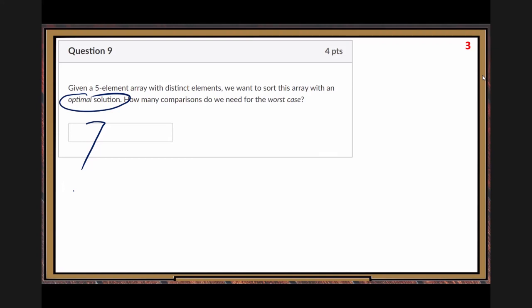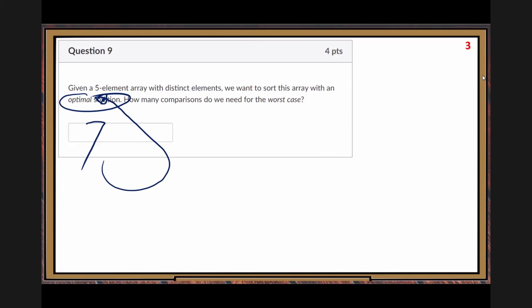Yes, 7. But the question is, how do you know this 7 is optimal? We know we get a solution with 7 comparisons, but how do you know it is optimal? That means no other person can sort a 5-element array with 6 comparisons. Even 500 years in the future, nobody can sort it with 6 comparisons. That means it's optimal.